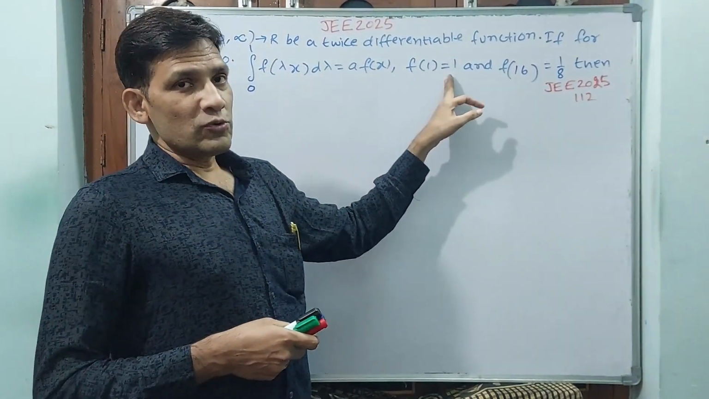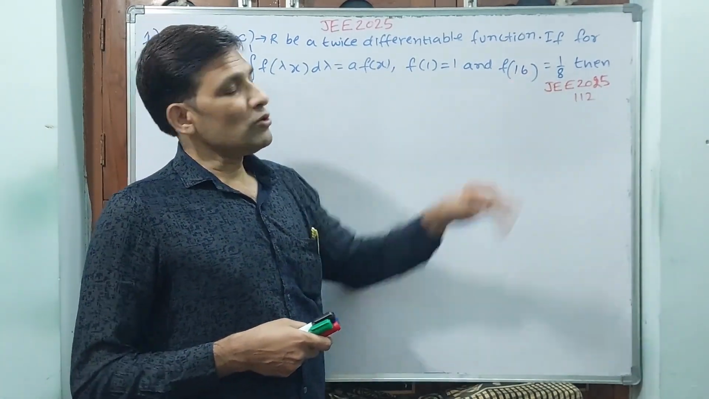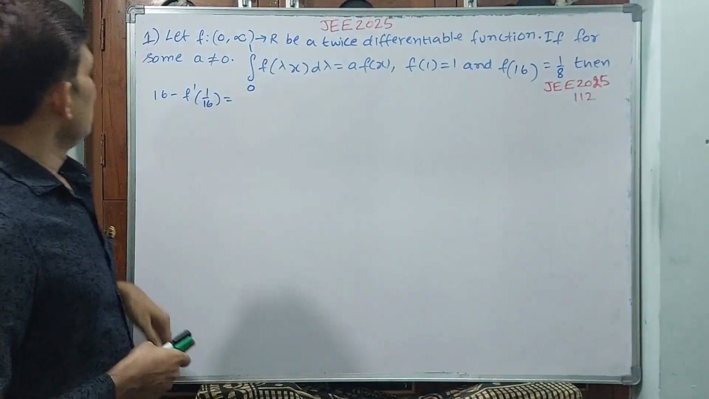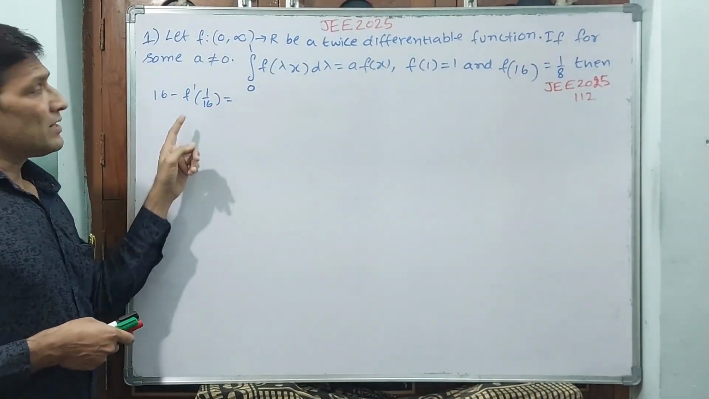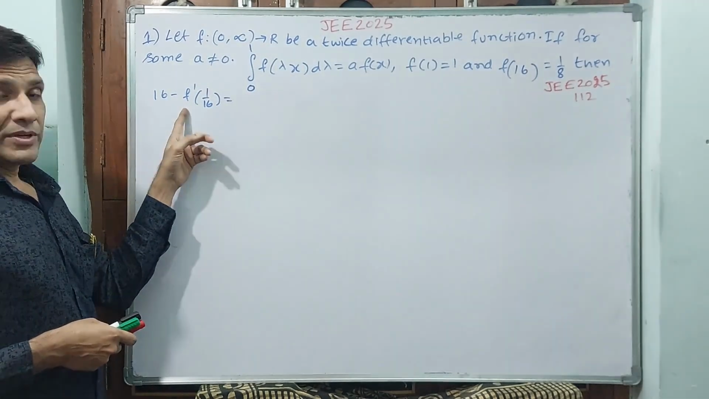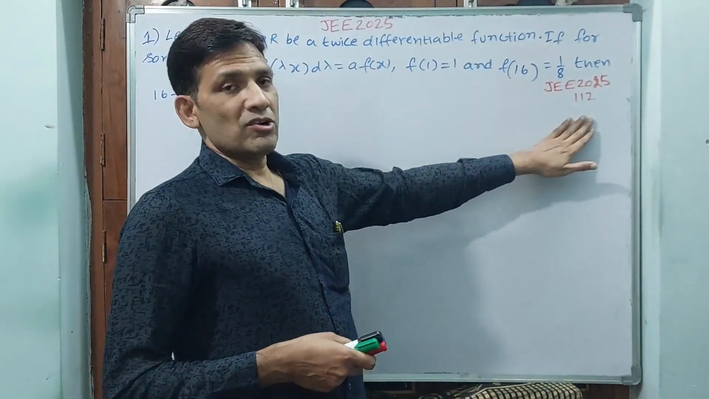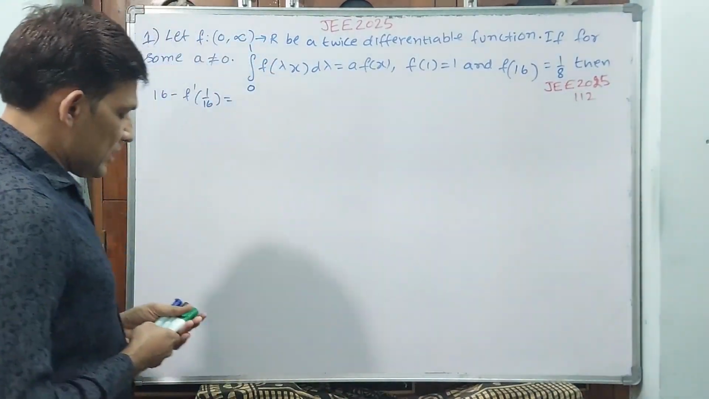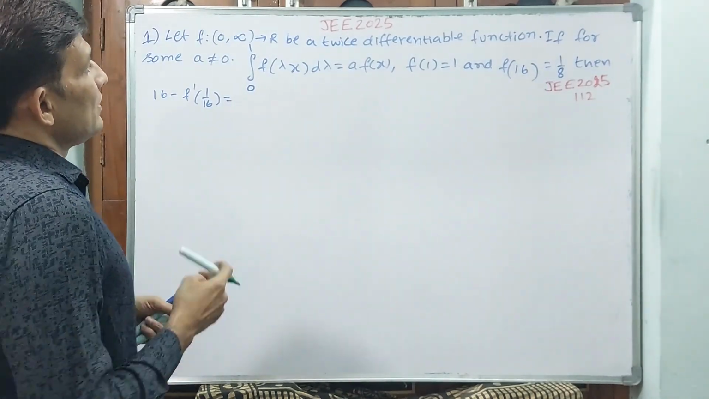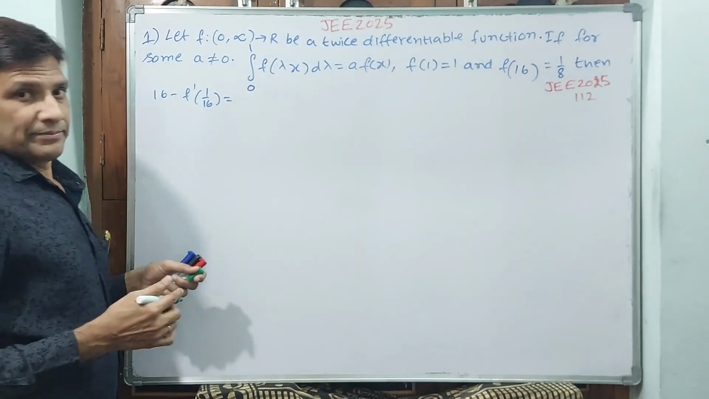f of 1 is equal to 1, x is equal to 1, y is equal to 1. f of 16 is equal to 1 by 8, x is equal to 16 means y is equal to 1 by 8. Then what is the value of 16 minus f dash 1 by 16? Okay, not f of 1 by 16, f dash 1 by 16. The answer should come 112. Let us see this question. A little bit complicated, not an easy question. I think this we can say is an advanced level question.